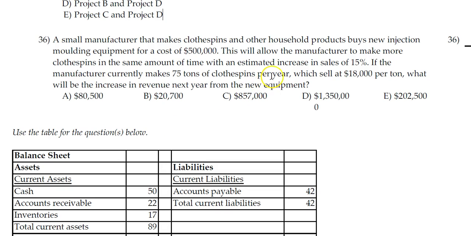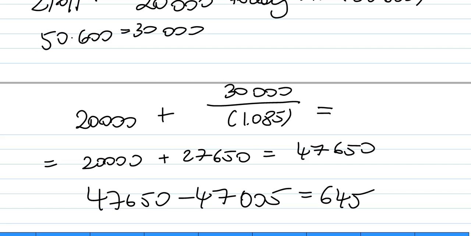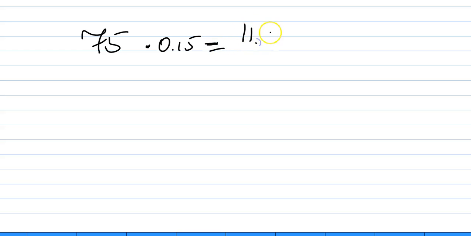Alright, so the estimated increase in sales is 15%, and they currently make 75 tons. Let's see. So current revenue is 75 tons, and the increase is 15%. Sorry, this is T, tons, times 15%. Sorry, this doesn't look very good. Right, 75 tons times 15%. That gives me 11.25 tons.